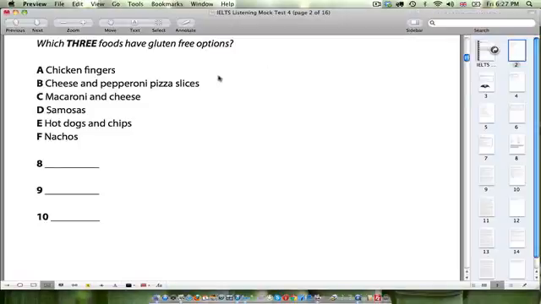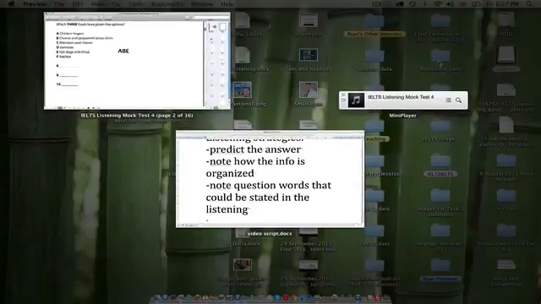Okay. So which 3 foods have gluten-free options? She mentions chicken fingers, cheese and pepperoni pizza slices, and hot dogs and chips. And there, the man starts to talk about other food options, but this is information that we don't need to answer this question. So the answers are A, B, and E. Let's continue.